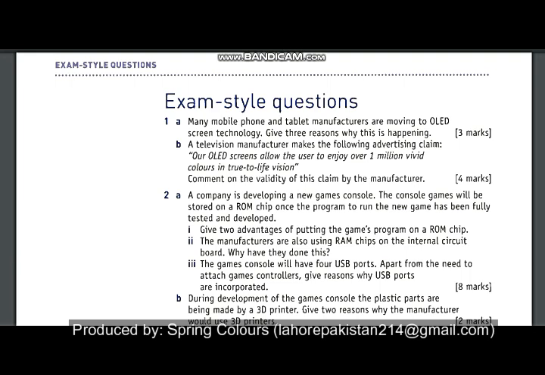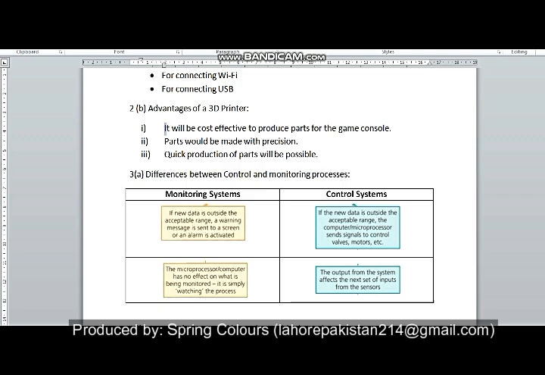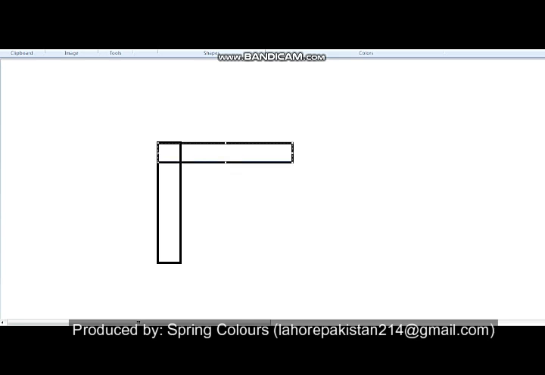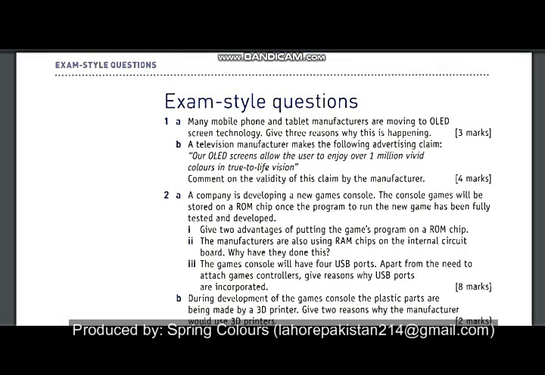The answer of this specific situation is not given in your book, so I have written this answer that it will be more cost effective to produce parts for the game console by using a 3D printer, because the material will be built in the upper part of the 3D printer, and at the base of the printer the specific parts would be printed in the form of a spray from the top. So it will be cost effective to produce, because once the material is there with you, it will be cost effective to produce the part.